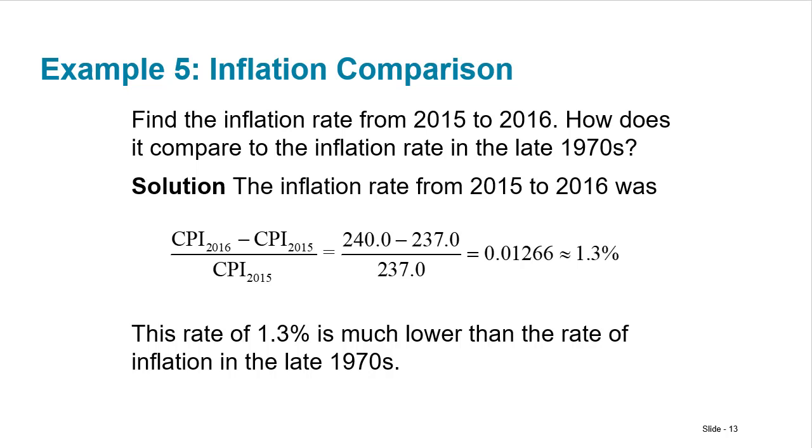So inflation comparison, very similar, right? Find the inflation rate from 2015 to 2016. How does it compare to the inflation rate in the late 70s? Well, the inflation rate from 2015 to 2016 is just the difference in the CPIs divided by the starting point. So you're just finding a relative difference, right? The actual difference between the two, it went from 237 to 240, so it went up by 3. But you take that 3, you divide it by 237, and you get 0.013, or it's basically a 1.3% change, right? And it's a positive because it went from 237 to 240, went up. So this rate of 1.3% is much lower than the rate of inflation in the late 1970s.